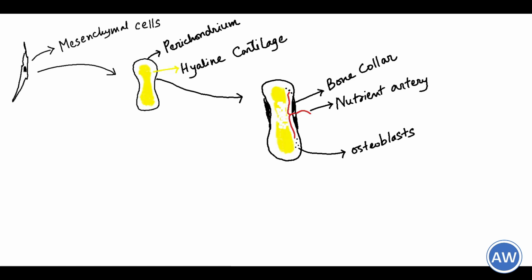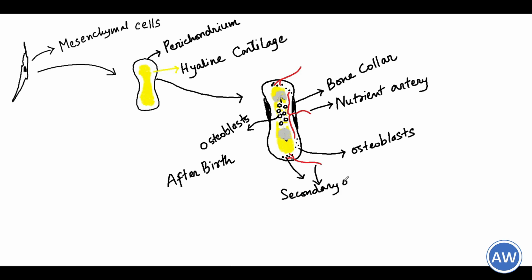Now the nutrient artery moves further through these spaces and brings more osteoblasts, thus replacing the cartilaginous model with bone tissue. This whole process happens before birth. After birth, the secondary ossification center appears near the ends, and the arteries entering this part lay down the bony tissue in a similar manner.